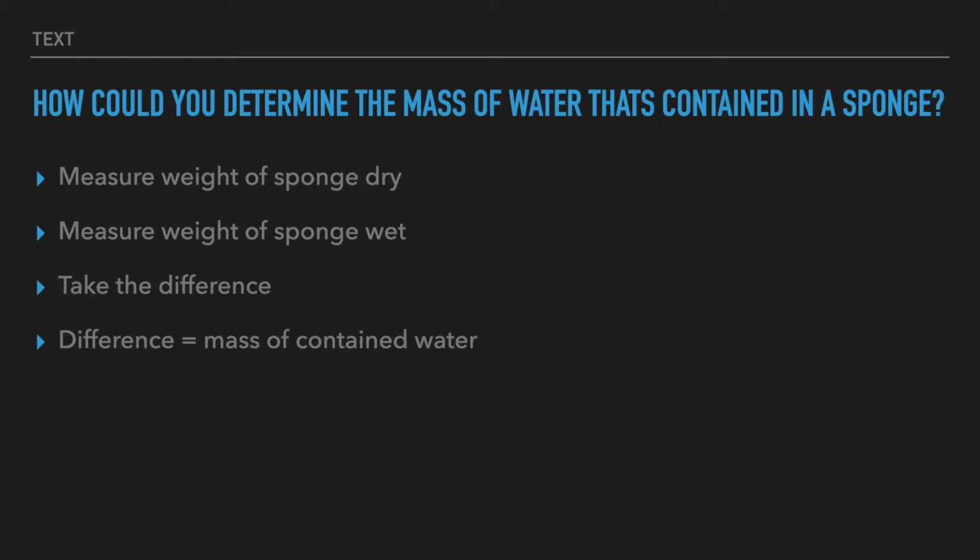And how could you determine the mass of water that's contained in a sponge? Well, the only logical way I thought of was to measure the weight of the sponge in a dry state, then wipe up whatever kind of fluid you want, and then measure the weight of the wet sponge. You take the difference between these two measurements, and the difference should be the mass of the contained water.